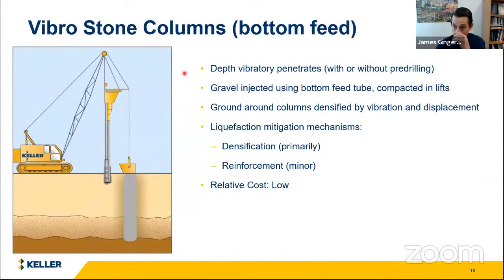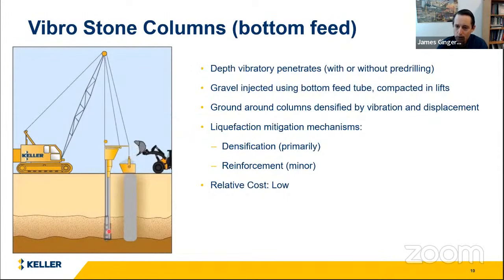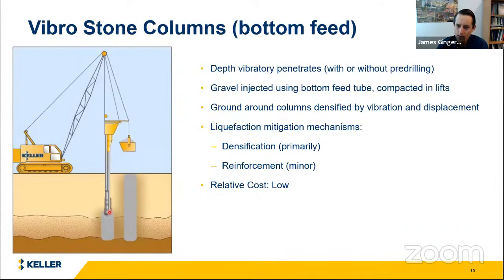This is vibrostone columns using the bottom feed method. This is where we have a vibratory probe. There's a hopper. We put generally clean crushed gravel down through the hopper. It goes into a tube that ejects the gravel at the bottom. The vibratory probe is then compacting and pushing the gravel out and sideways. It's compacting the stone, and it's compacting the soil around the column.